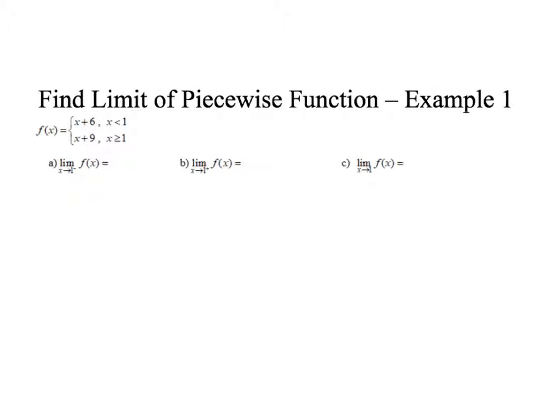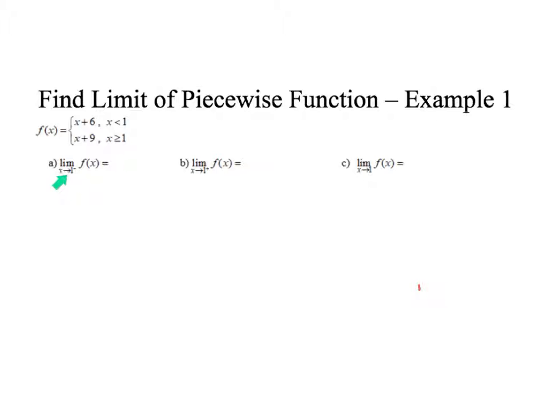Our last topic is finding the limit of a piecewise function, which sounds very scary, but this is actually simpler than what we just did. If you remember a piecewise function, we have two parts. We have f of x is x plus 6 when x is less than 1, and x plus 9 when x is greater than or equal to 1. Now you could graph these, but you really don't need that to find the limits. So we're going to just plug in to find our limits.